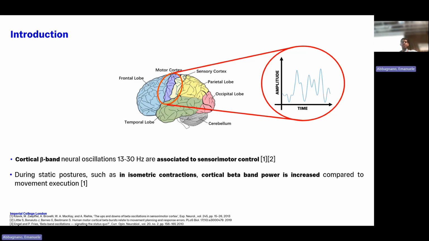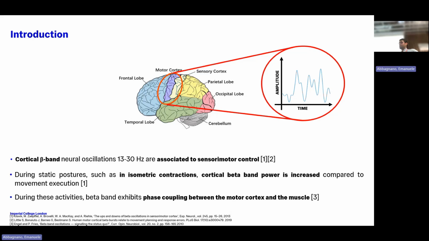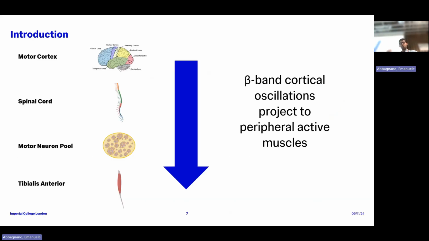It is increased, and it's phase coupled to muscle. So it means that we find it at the cortical level, and somehow it's coupled to the peripheral level when there is an isometric contraction. This likely means that these cortical oscillations are being projected to peripheral active muscles. There are different studies that have shown this coupling, and they've studied this transmission of cortical oscillations to the periphery.